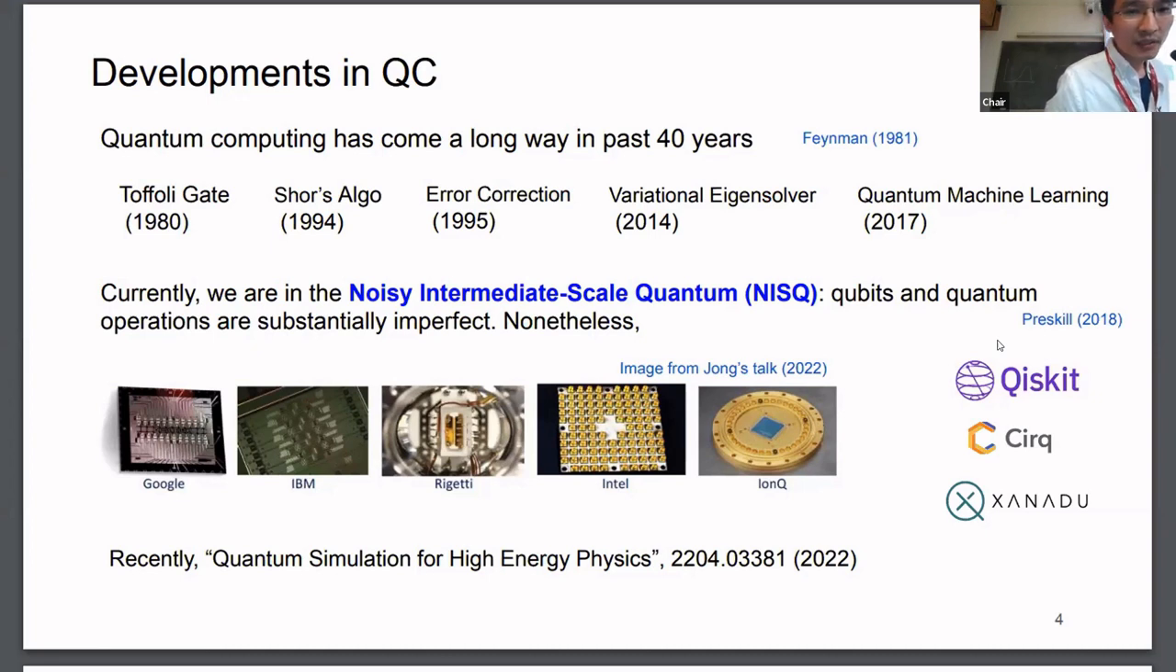Currently, we're still in the age of noisy intermediate-scale quantum, or NISQ, where qubits and quantum operations are substantially imperfect. Nonetheless, there is a lot of hardware being developed by big corporations like Google and IBM, and many platforms such as Qiskit are being developed for quantum algorithm tools. And recently, there is this white paper, which highlights the need for quantum simulation for high energy physics.